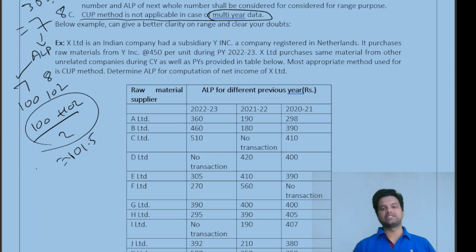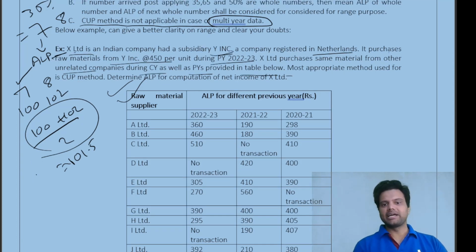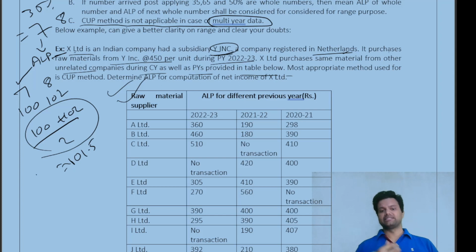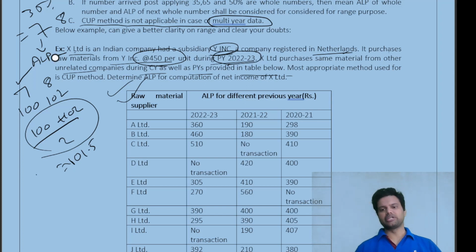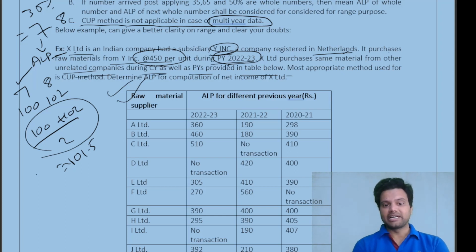We are going to solve this example also. The example that I have described in the table below is exactly on this point. So we will discuss this further. Excel Limited is an Indian company and it has a subsidiary, YANC, in the Netherlands. It purchased the raw material from YANC, its subsidiary, at a per unit cost of 450 per unit. This happened in the previous year 2020-23. Excel Limited has also purchased the same material from other unrelated parties during the current year.